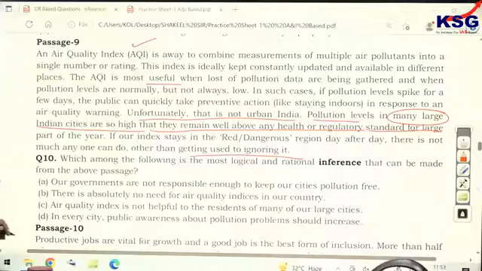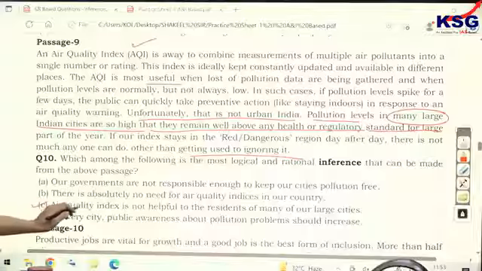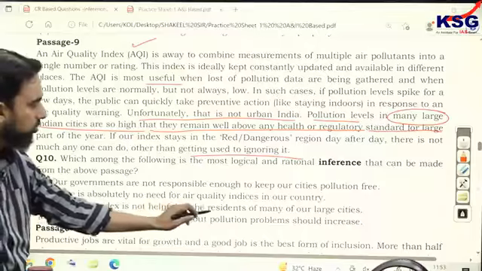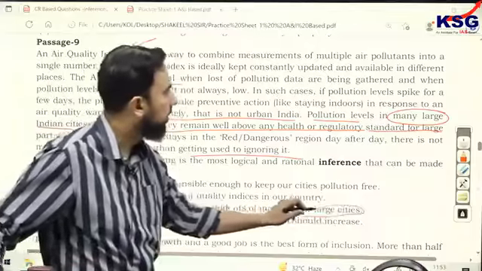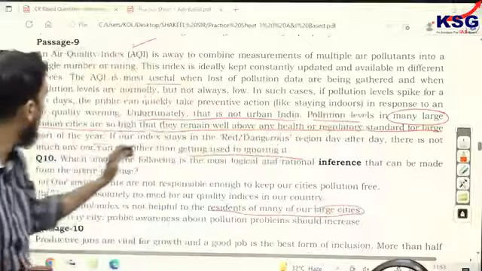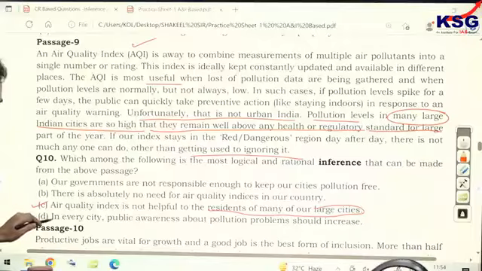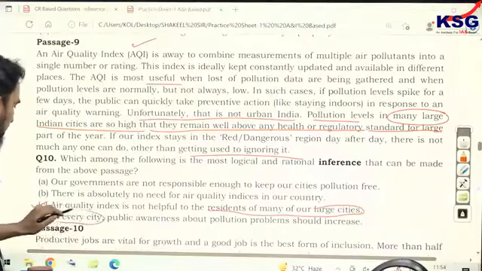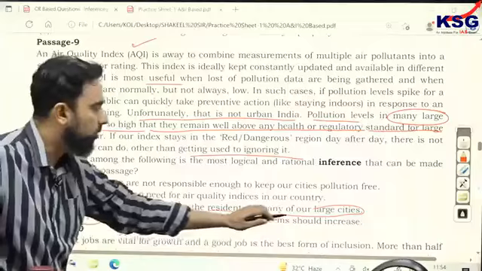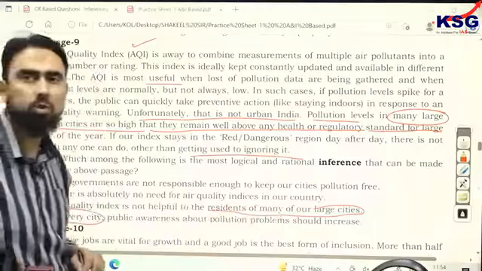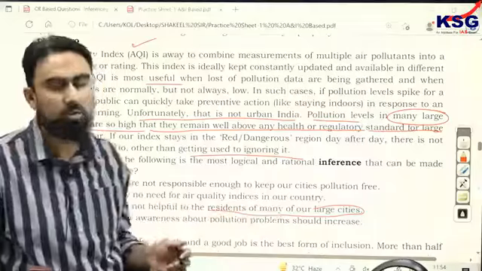So the correct option is C option. Air quality index is not helpful to the residents of many of our large cities. As the author has said, pollution levels in many large Indian cities are so high, right? So of course it is not helpful because it is an indicator that means because of high AQI you should stay indoors. However, D option is wrong because it says in every city public awareness about the pollution problem should increase. It has nothing to do with the passage. Moreover, it talks about every city.